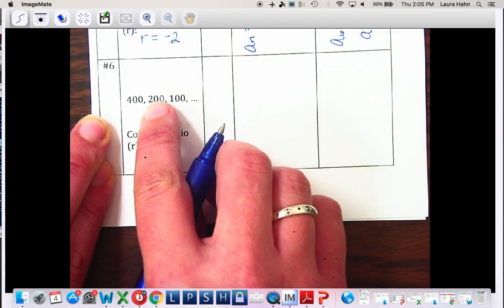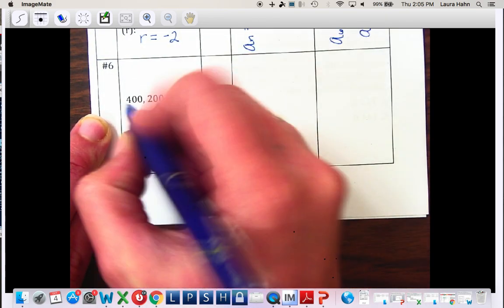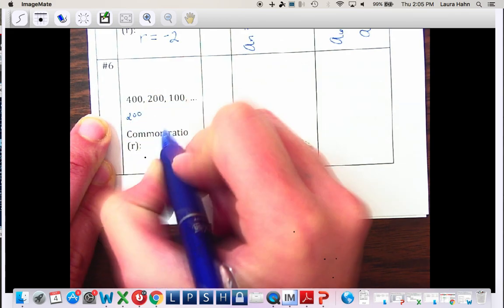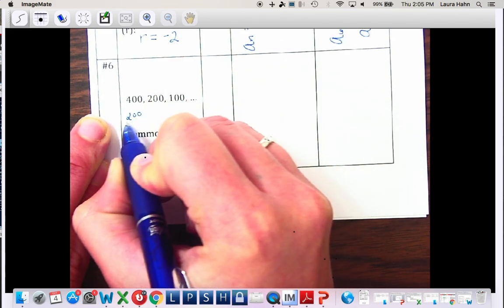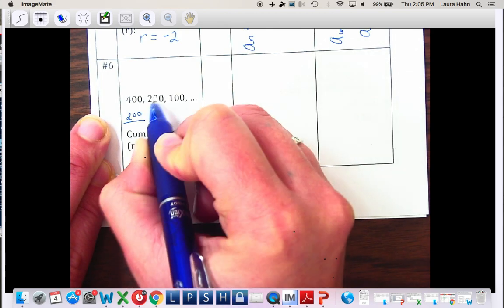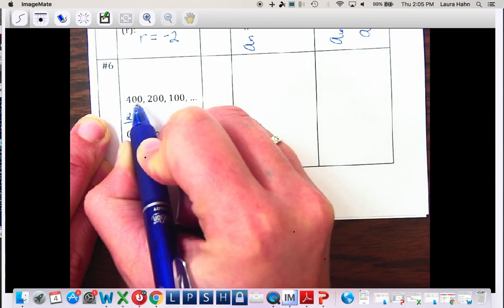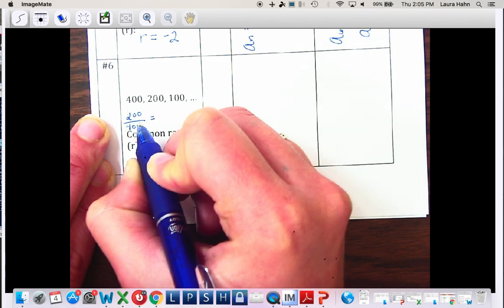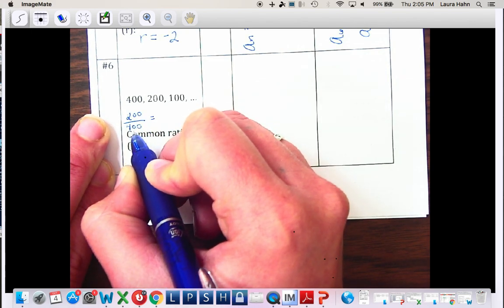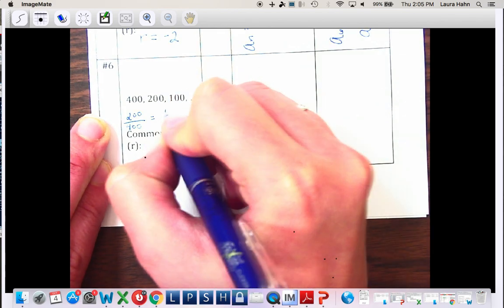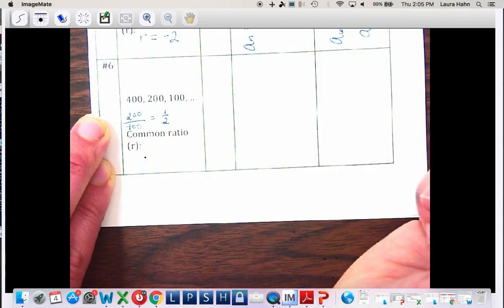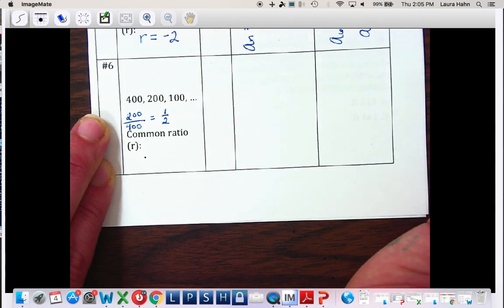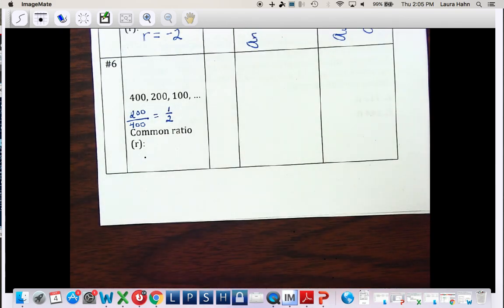So 200, to work backwards, you start with your second number. And since you're working backwards, you're going to divide, because the opposite of multiply is divide. And you're working backwards, so 200 divided by 400. So 200 divided by 400 is 1/2. 1/2 is the same as 0.5, so I really don't care which one you use. I'm just going to leave it as 1/2.